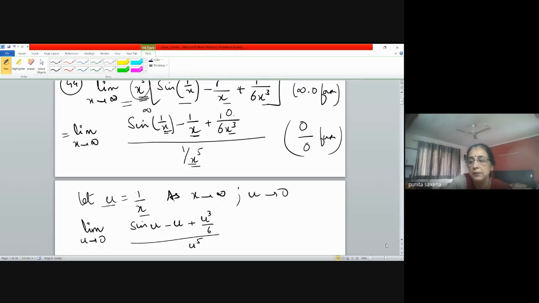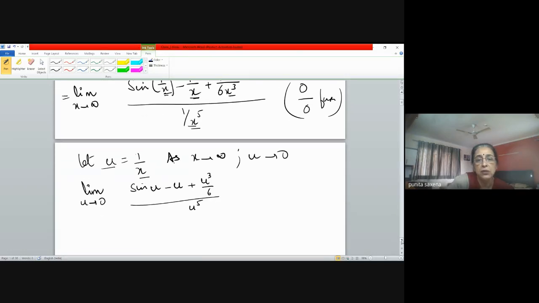We can write that, right? Because we have substituted 1 by x as u. Okay, now it's a simple term. And your u approaches 0. So when u approaches 0, this is still a 0 by 0 form. So the form has not changed. It was 0 by 0 here. It is still 0 by 0 here.